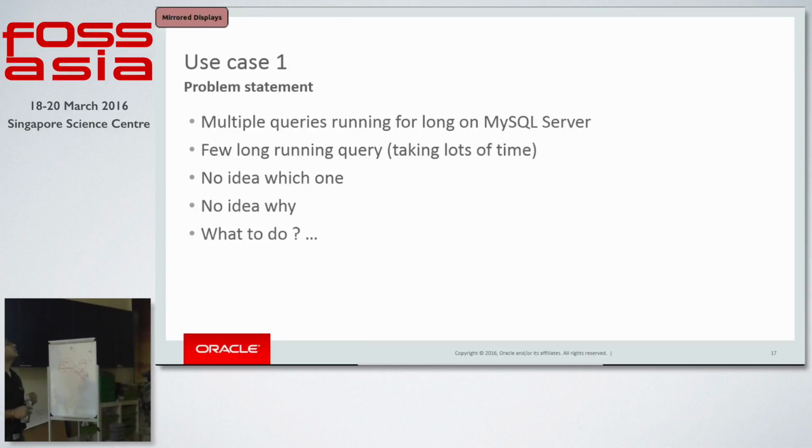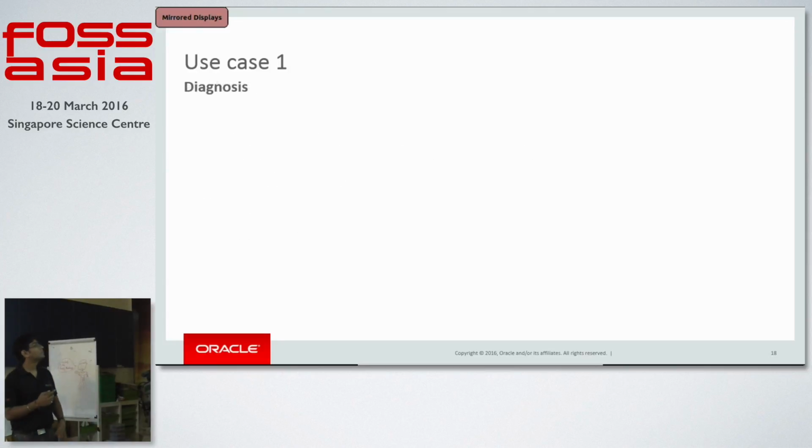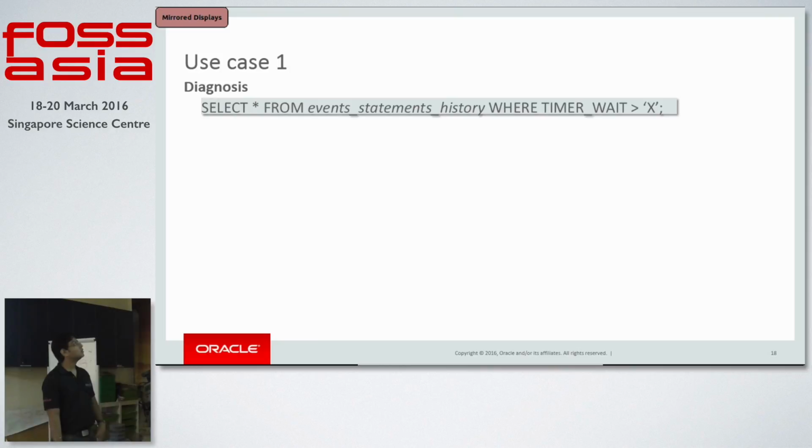So let's say I have multiple queries running on MySQL server. There are a few queries which are long running queries, taking a lot of time. I want to identify those queries, and if at all I can get some information why those queries are running so slow. Let's go to performance schema.